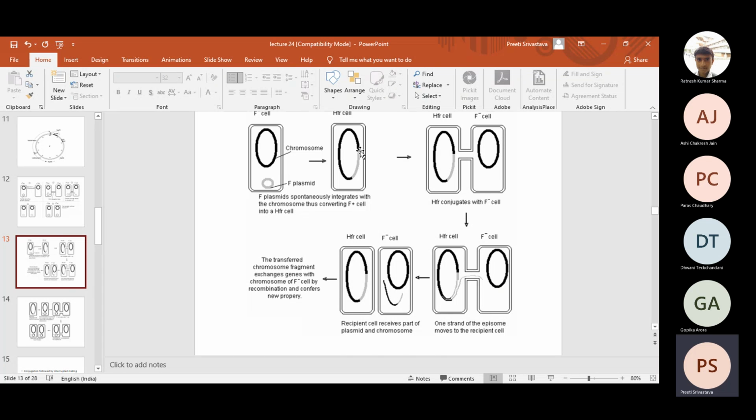So as a result of this, different types of HFR strains can be created, where you have the F plasmid integrated at different locations.